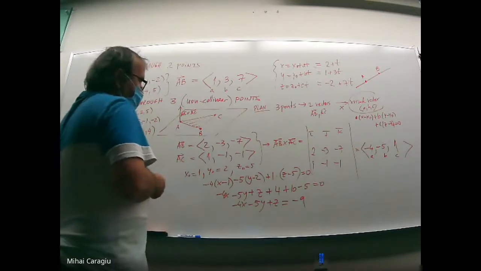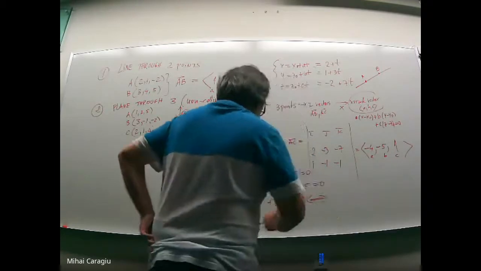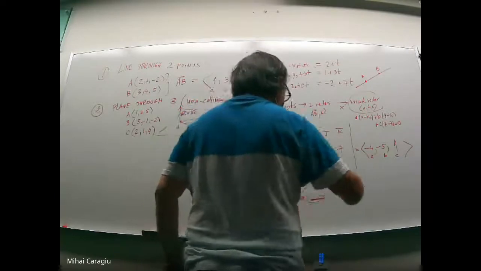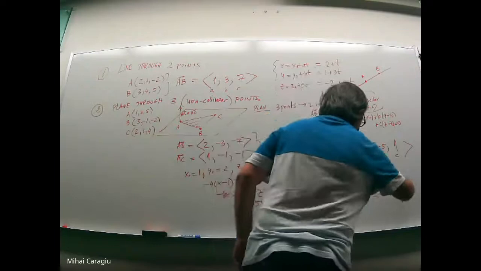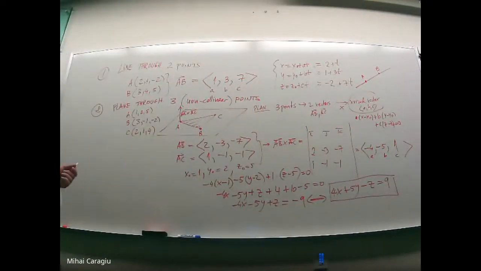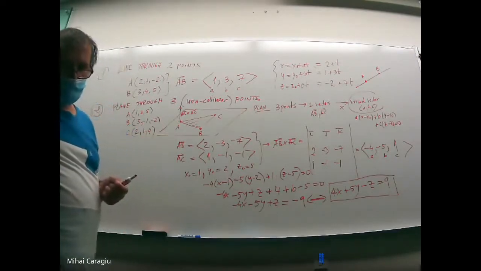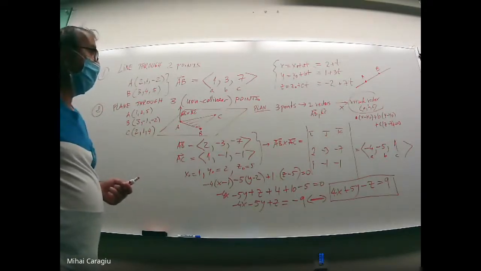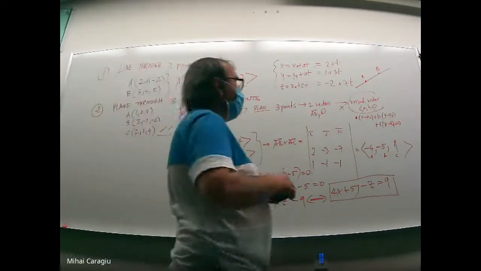If you multiply by minus 1 left and right, this will be equivalent to 4x plus 5y minus z equals 9. There's a plane through those 3 non-collinear points A, B, and C. So 4x plus 5y minus z equals 9. Okay, that's the second type of problem. So let's do others.